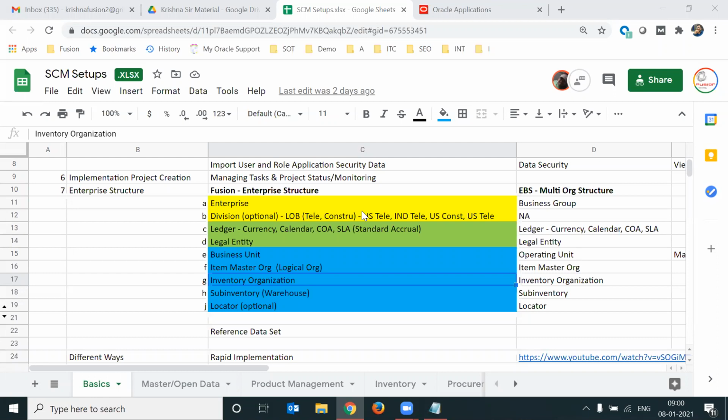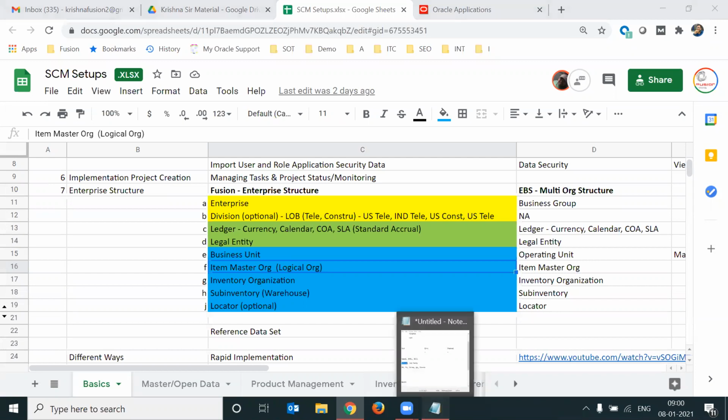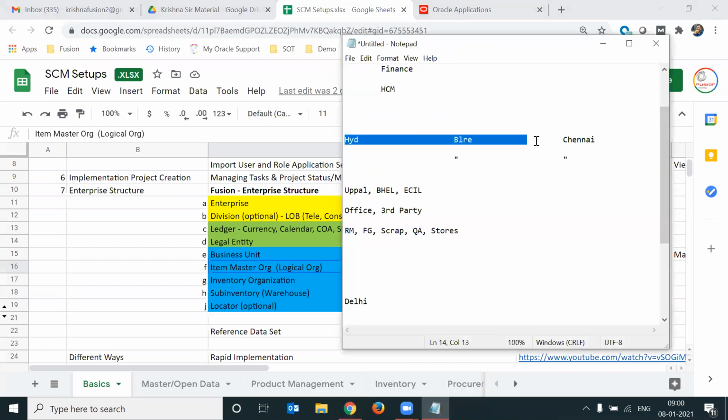Okay, next question, please. Can you explain item master organization? Item master organization is a logical org. We define all our items in the item master organization, and then we assign them to the inventory organizations.